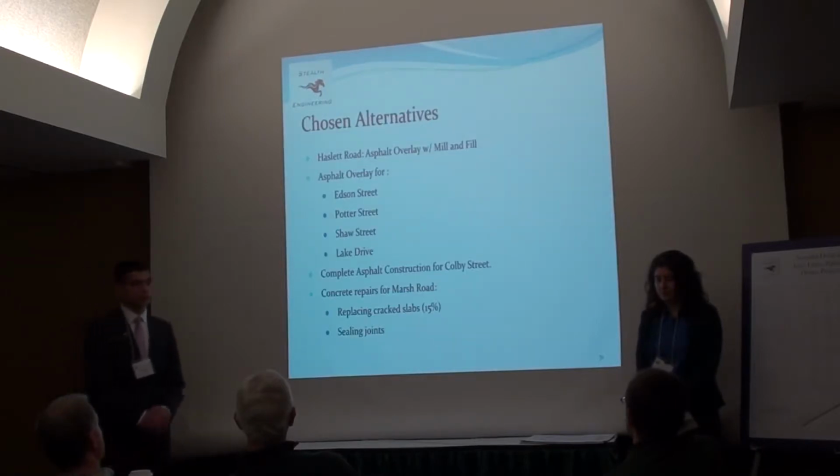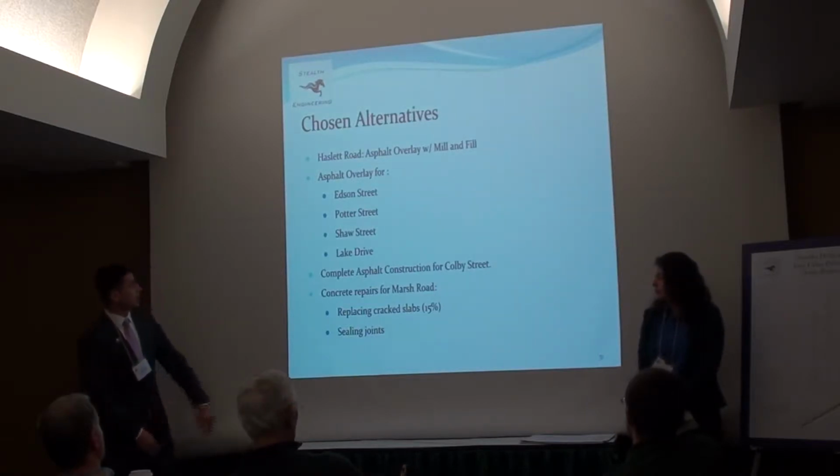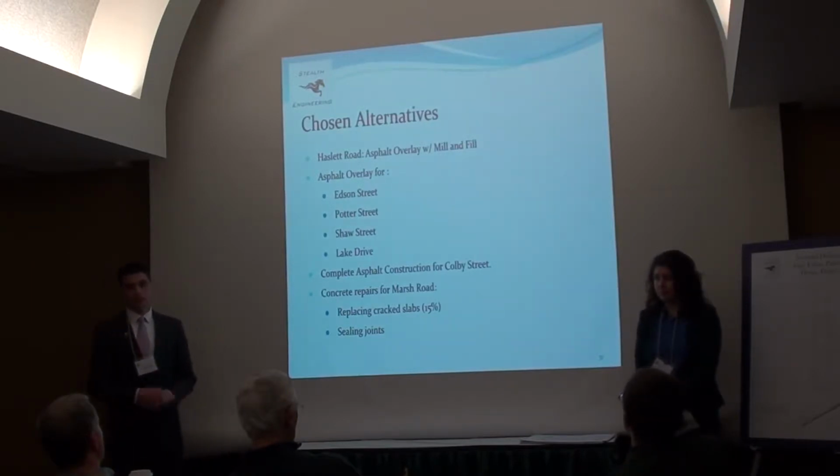These were the chosen alternatives. For Hazlitt Road, we are recommending mill and fill to alleviate top-down cracking, which is already occurring just 2 years after construction. An asphalt overlay is being recommended for Edson, Potter, Shaw, and Lake Drive. Those are the roadways in the neighborhood.